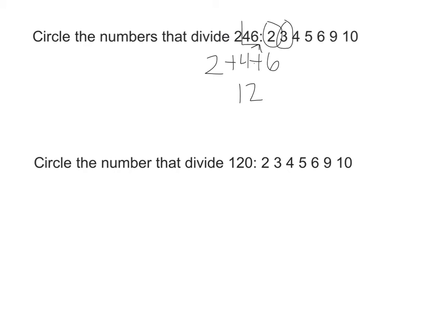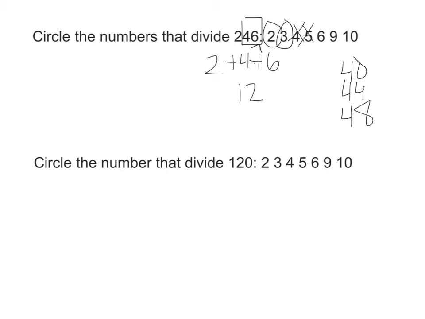4, the rule for 4 is that the last 2 digits is a multiple of 4. So is 46 a multiple of 4? If I look at a multiplication table, I'll notice it goes 40, 44, 48, and it skips right over 46. So it is not a multiple of 4. 5, it doesn't end with a 0 or 5, so it is not a multiple of 5.